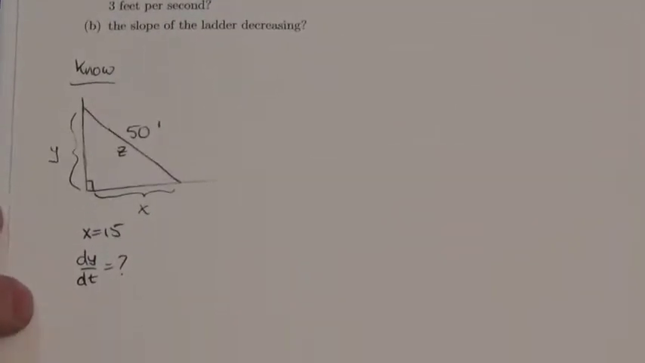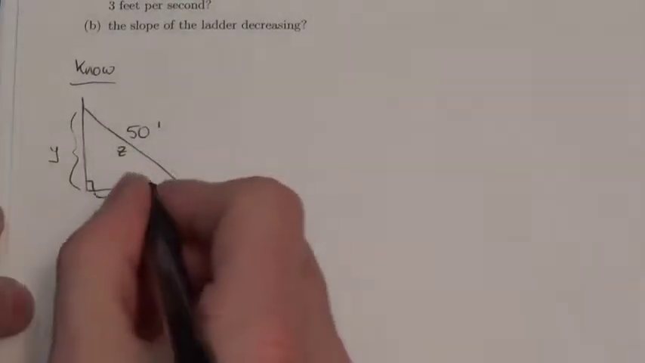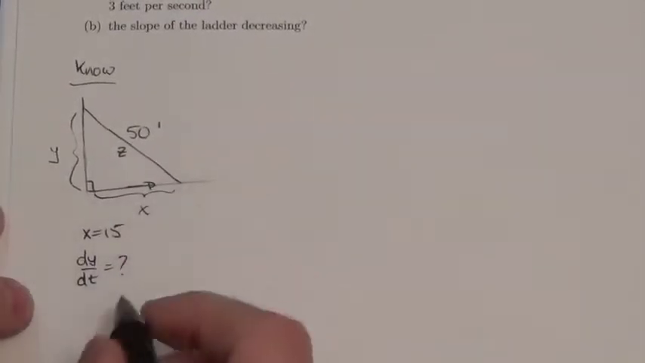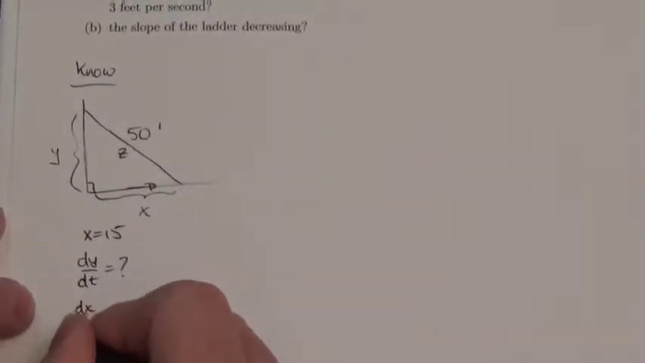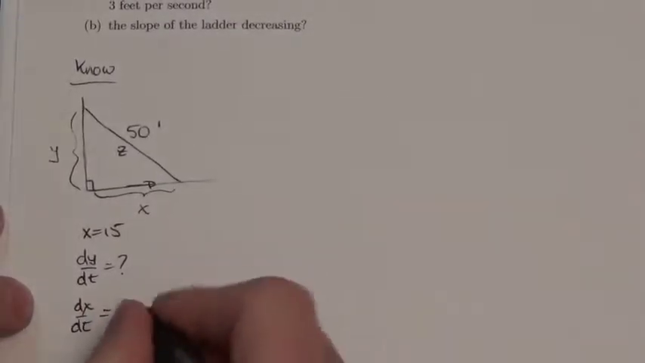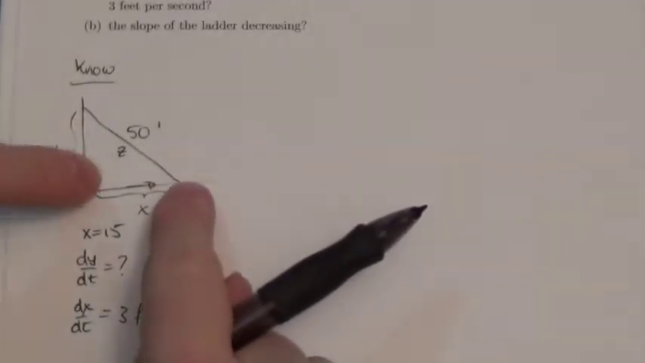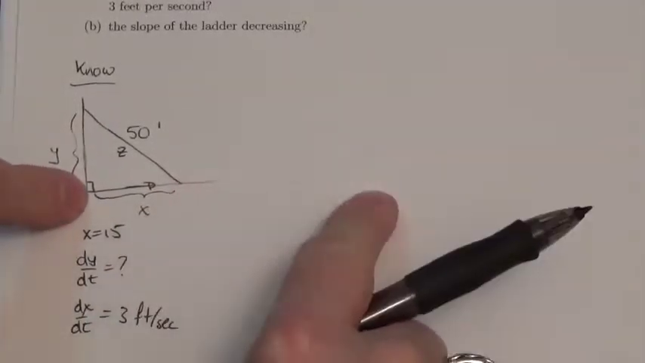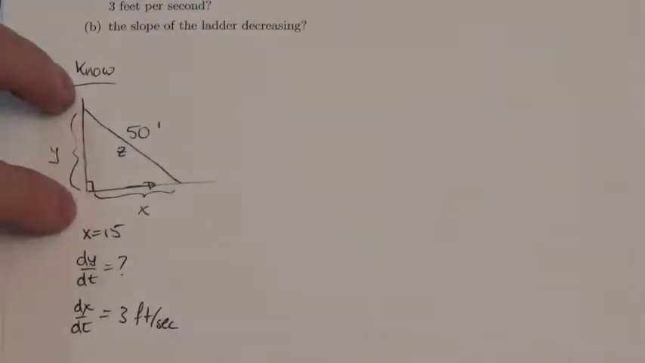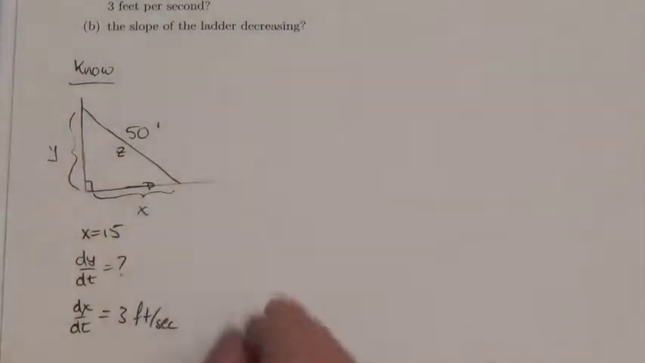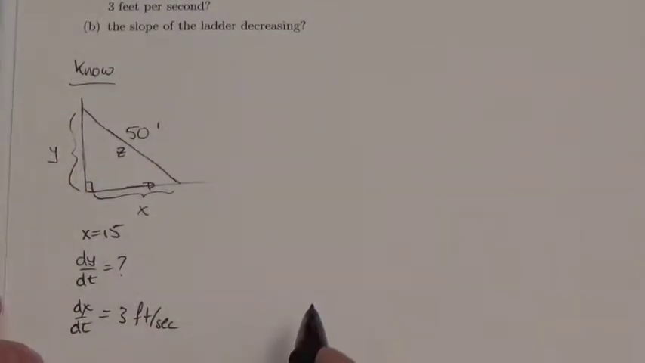Don't know what that is, although I expect it's going to be negative. And I know that the foot of the ladder is moving out this way at 3 feet per second. So dx by dt is going to be 3 feet per second, and it's going to be positive because the distance that the foot is away is getting larger. I expect dy by dt to be negative because this distance here is going to get smaller as the foot slides out.